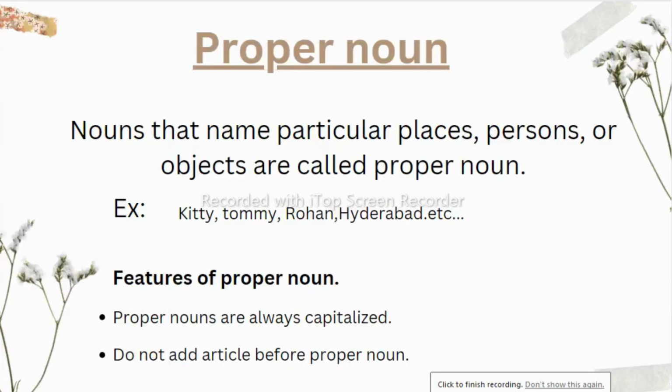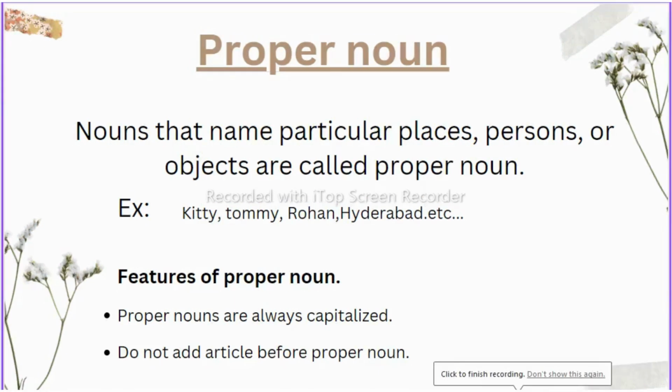Now let us see proper noun. Nouns that name a particular place, person or object are called proper nouns. Proper nouns are words which name specific people, things, places or organizations. For example, sometimes we give names to our pets like Kitty, Tommy. So these are proper nouns. And proper nouns are always capitalized, and we do not add an article before proper nouns.